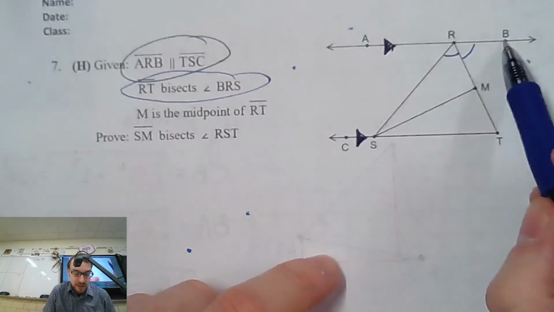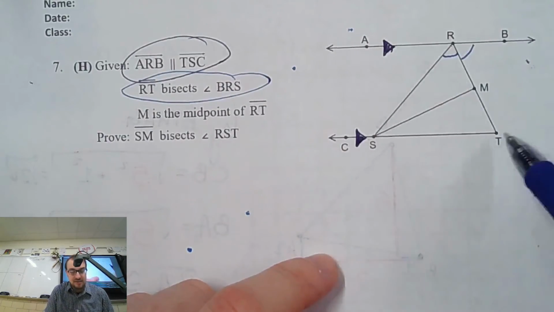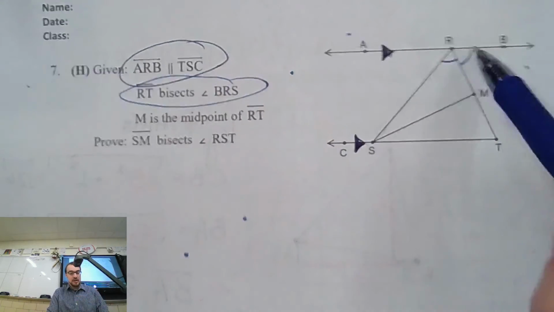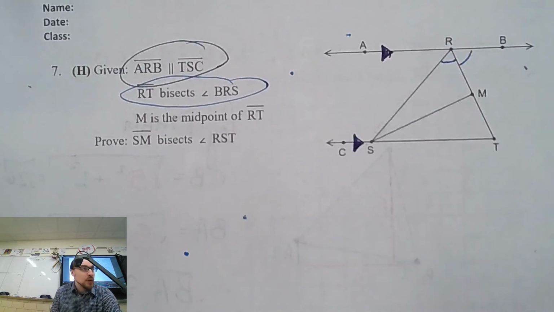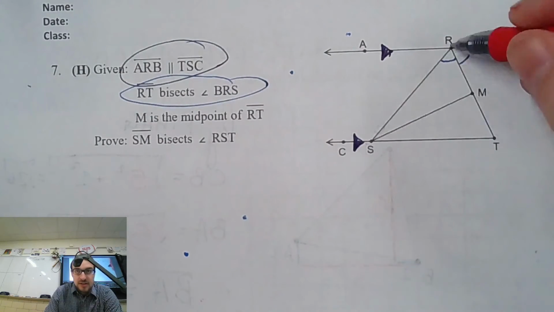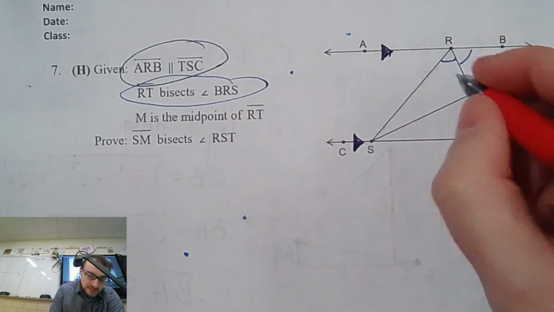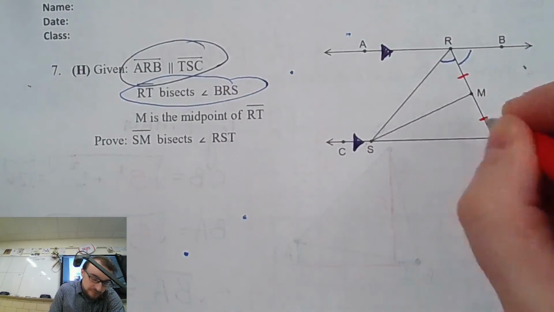Big angle here, BRS, is being cut in half by RT. That's what bisects means, right? So those two are equal because they're both halves, right? You with me, Luke? Right. It says M is the midpoint of RT. So here's RT. M is its midpoint, which means that these two must be the same, right?